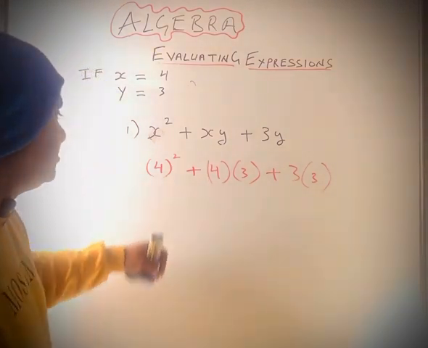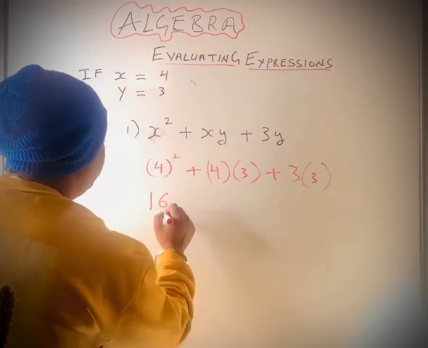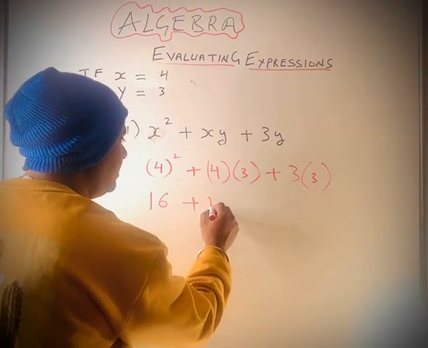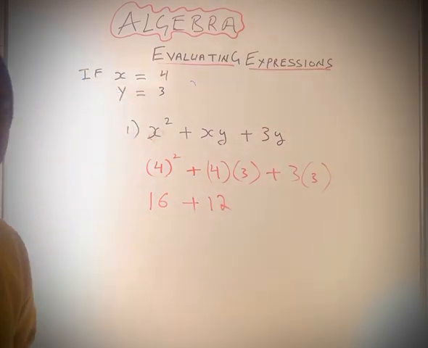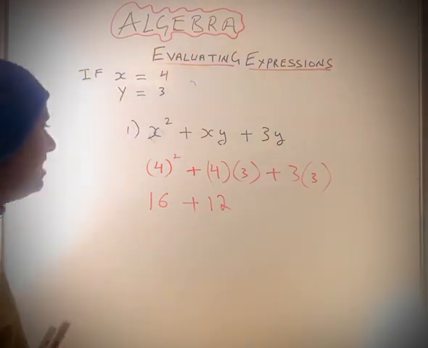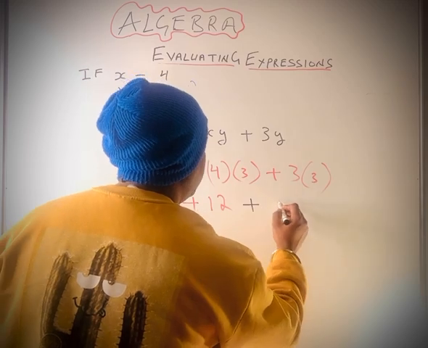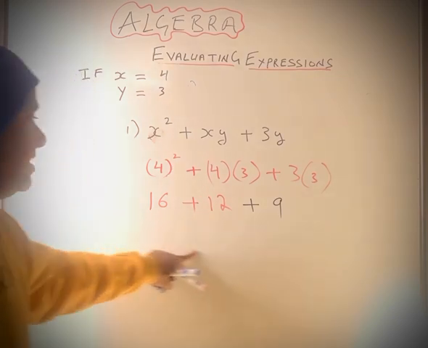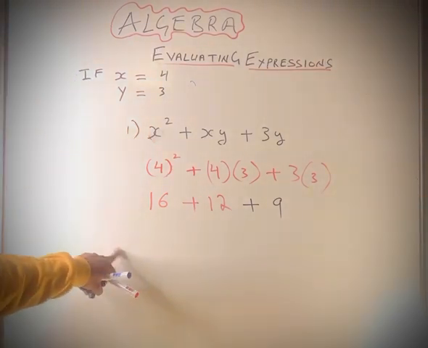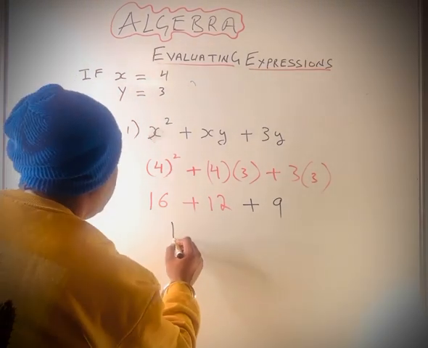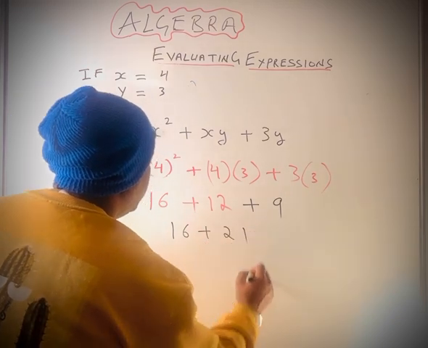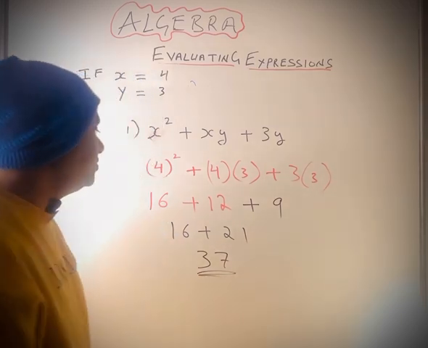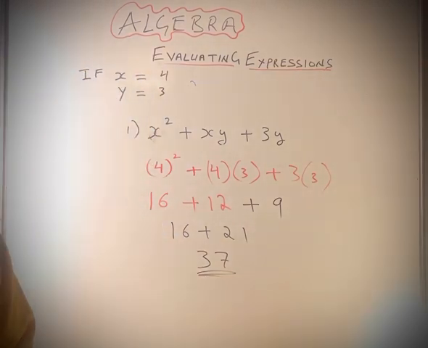Now, we have 4 squared in here. That will be 16. 4 times 4 is 16. Plus 4 times 3, that will be 12, right? And then afterwards, you will have 9. 3 times 3 will be 9. Now, you can see it's a simple calculation you need to do in here. So that will be 16 plus 21, that will be 37. 37 is the answer. So that's how you do evaluation of expressions.